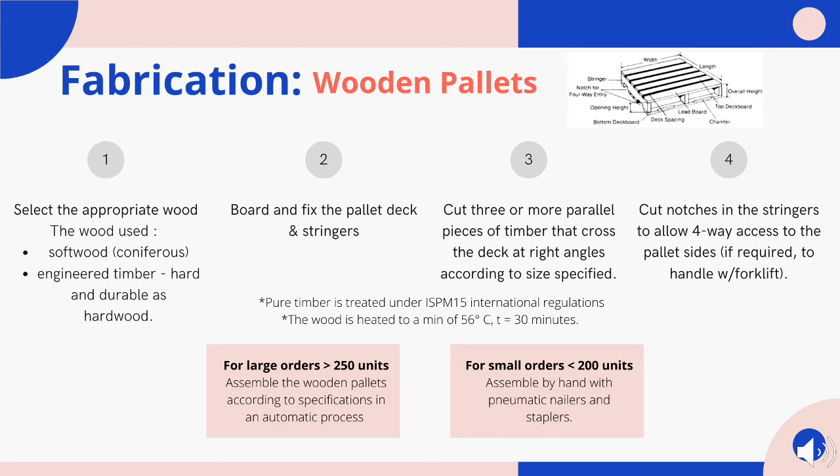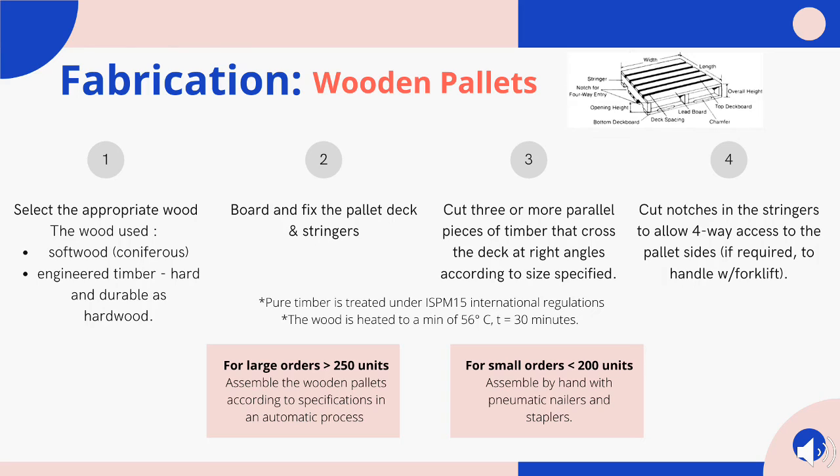And now it's time to talk about fabrication procedures of tertiary packaging. First of all, the manufacturing process of wooden pallets is to be discussed. First, we have to select the appropriate wood, and then board and fix the pallet jack and stringers onto the surface, and 3 or more parallel pieces of timber that cross the pallet jack at the angle of 90 degrees should be cut according to the size specified. Additionally, some notches can be cut in the stringers in order to allow 2 or 4-way access to the pallet sides in order to handle it with different types of equipment.